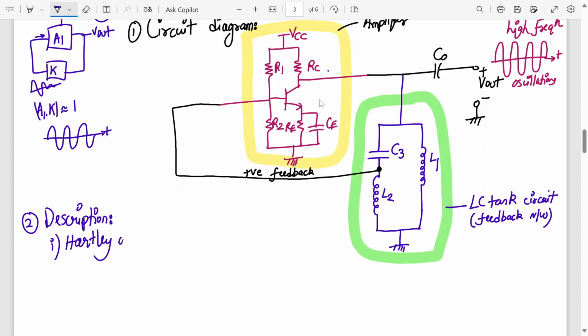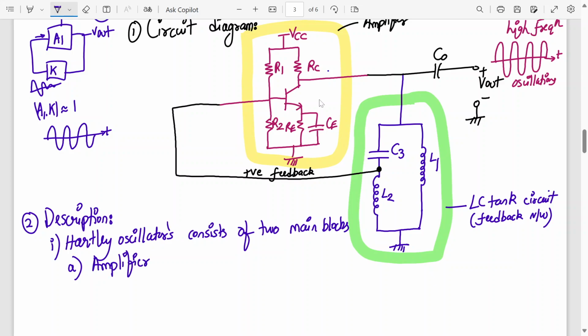Hartley oscillator consists of two main blocks. Number one, amplifier. Now write in bracket: common emitter BJT amplifier is used. Okay, and the second block is the feedback network.